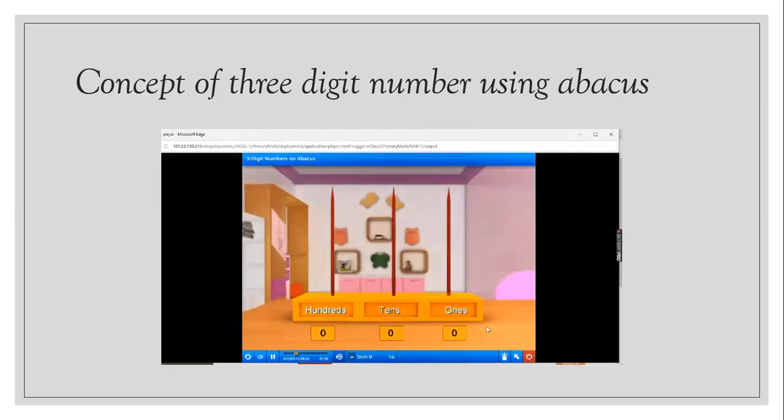Each bead at the ones place represents 1 unit. So, using 1 to 9 beads at the ones place, we can represent the numbers 1, 2, 3, 4, 5, 6, 7, 8, and 9.